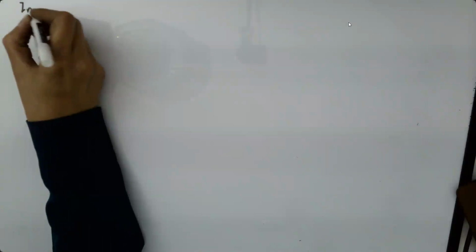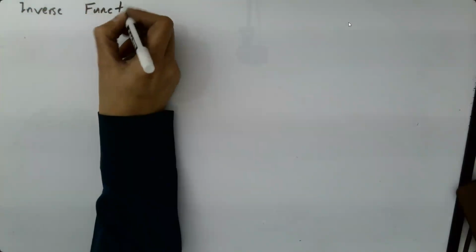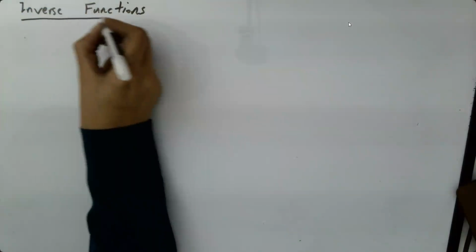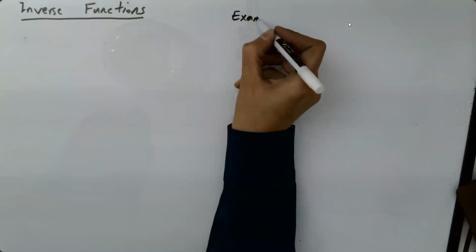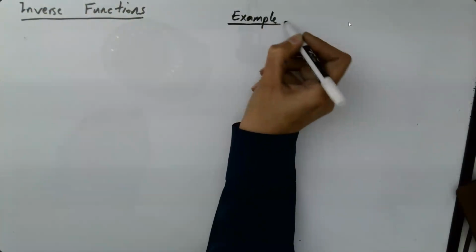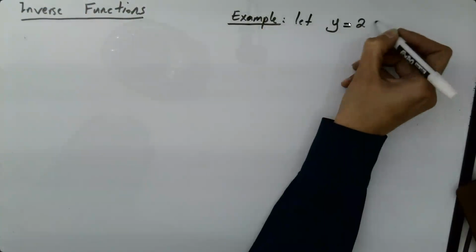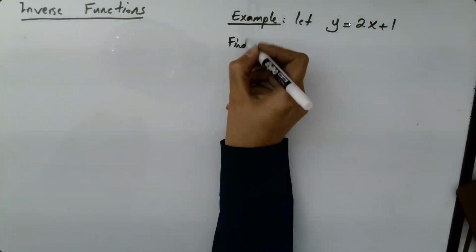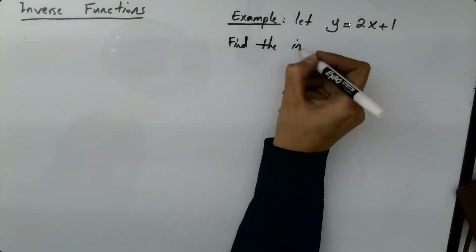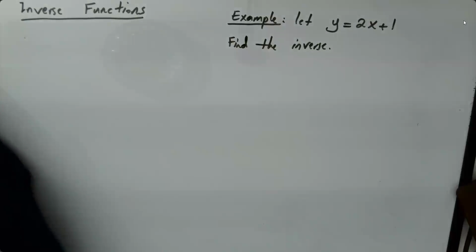Talk about inverse functions. So suppose I give you this function example. Let y be 2x plus 1, and I ask you to find the inverse. Okay, very good. So what are the steps?